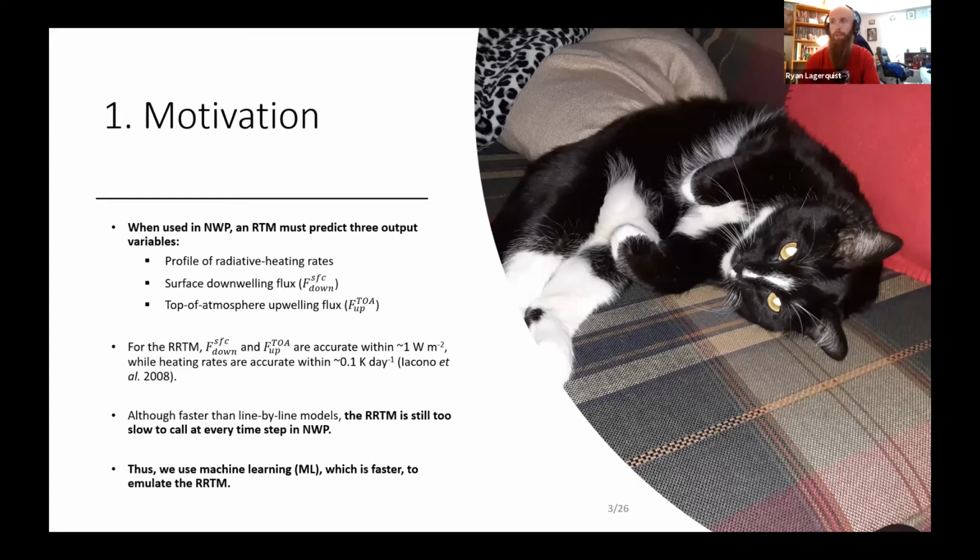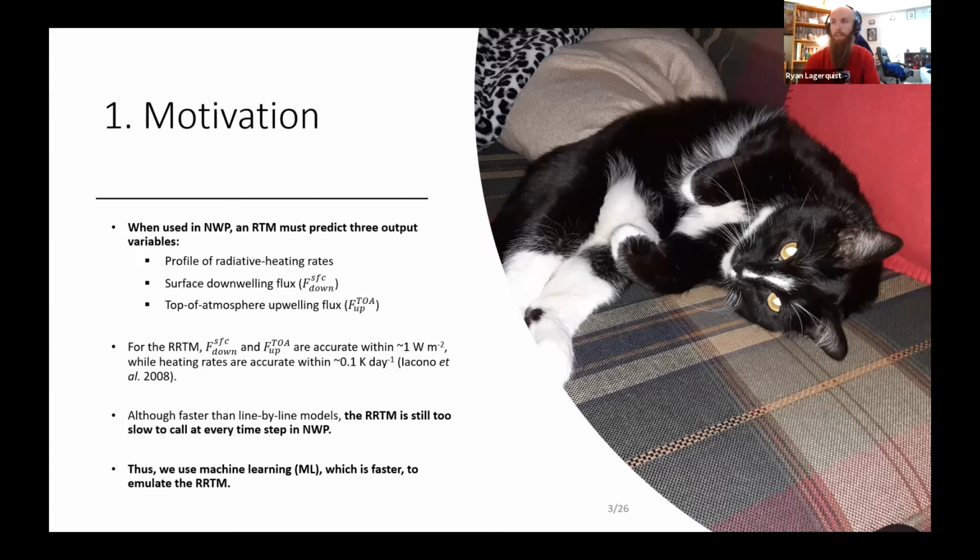There's a profile of radiative heating rates, there's the surface downwelling flux, and the top of atmosphere upwelling flux. So you need radiative heating rate at every height, and then you just need downwelling flux at the surface and upwelling flux at the top of the atmosphere. For the RRTM, those 2 flux components are accurate within about 1 watt per square meter, while the heating rates are accurate within about 0.1 kelvins per day.